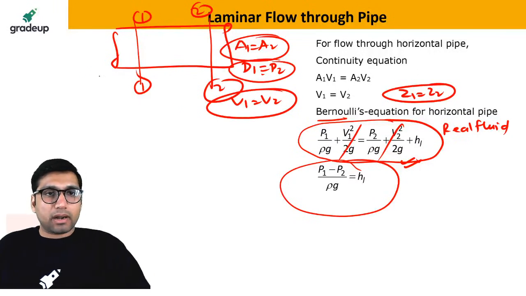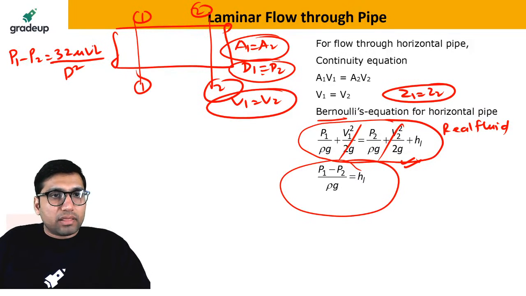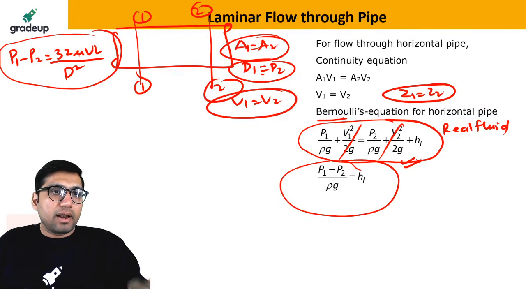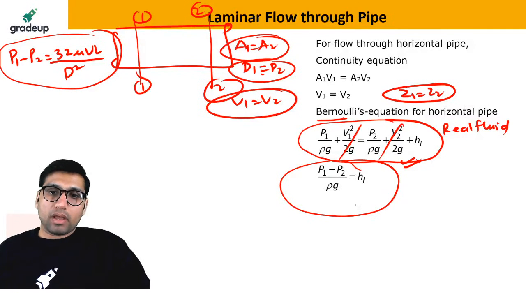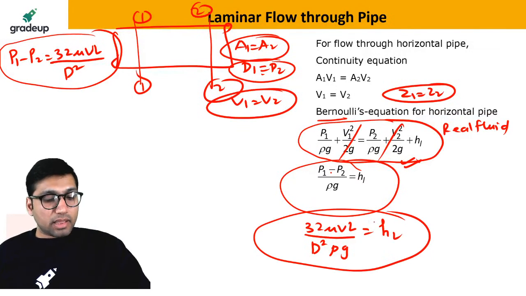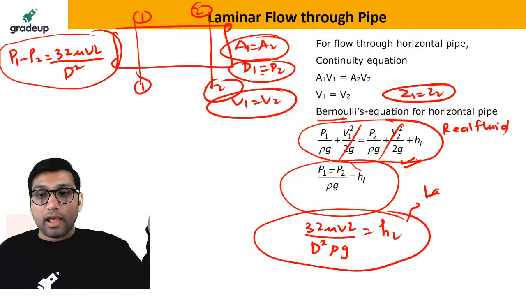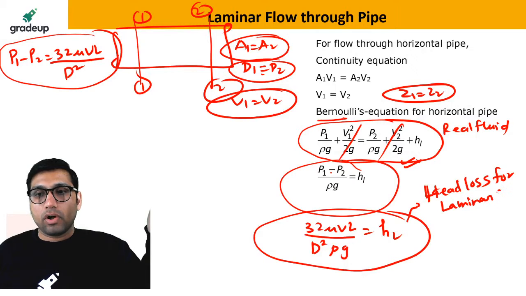Now comes a very important part. We have just seen that pressure drop is equal to 32 mu VL by d square, where V is the average velocity, L is the length, mu is the dynamic viscosity, and D is the diameter of the pipe. If you put the value 32 mu VL by d square divided by rho g, this will give you the head loss. This is the formula for head loss for laminar flow through pipe.